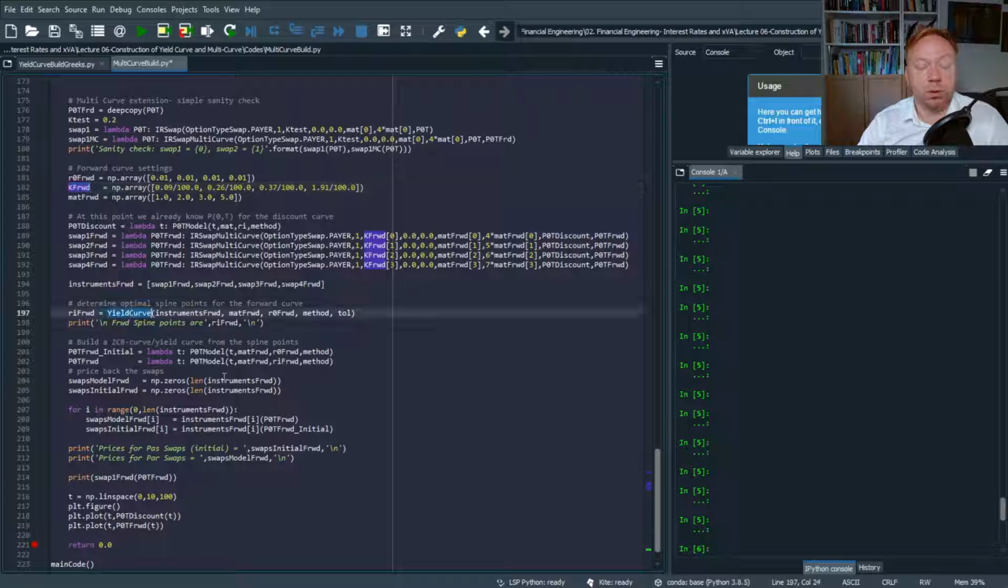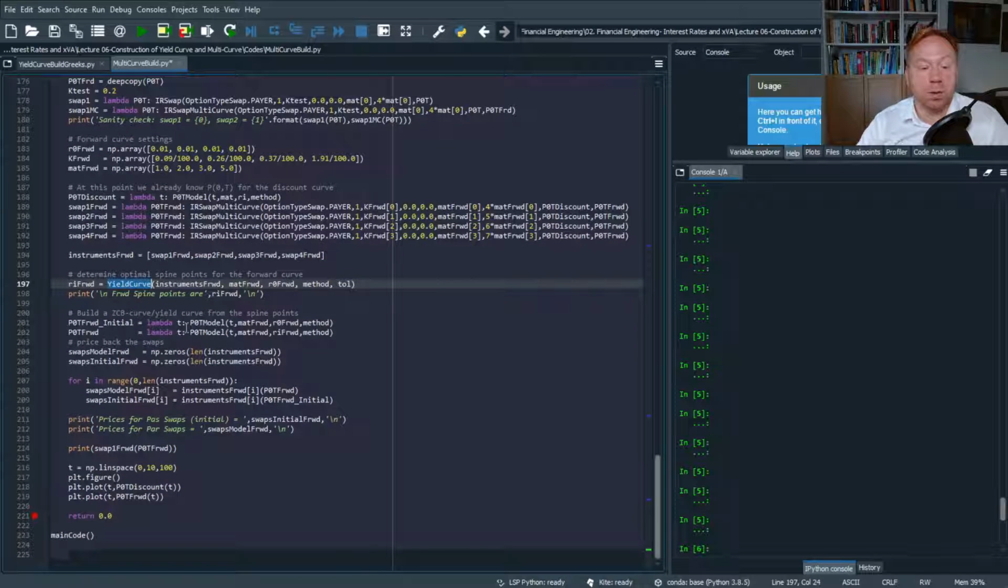So in this part, we will be taking those instruments, those maturities, R0s and methods. The method is the interpolation part, and we'll be optimizing to find those values at which the swap is equal to 0. Here we assume that those swaps are par swaps, so we are only concentrated on the strikes. We are looking for fixed rates, spine points, for which those swaps will be equal to 0 for that particular yield curve.